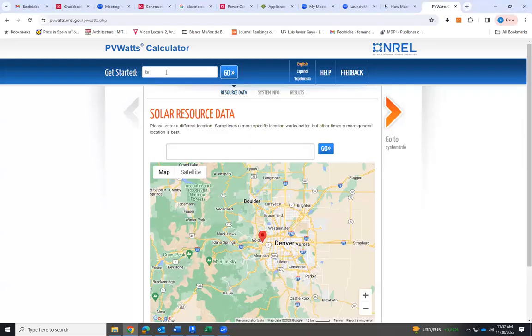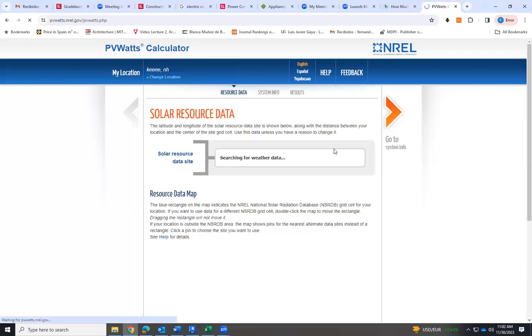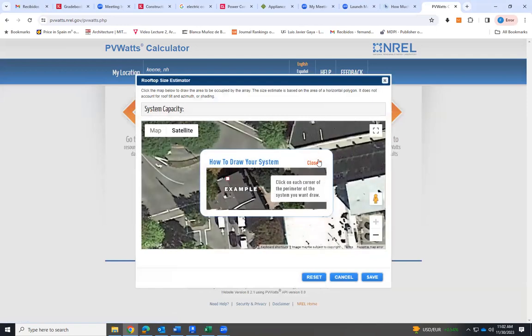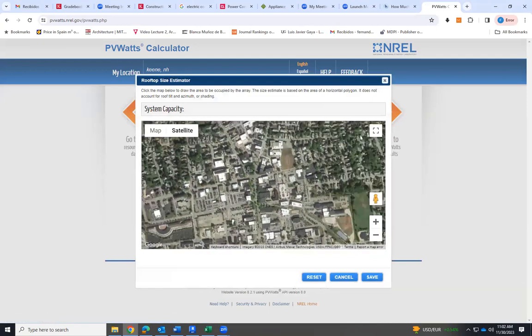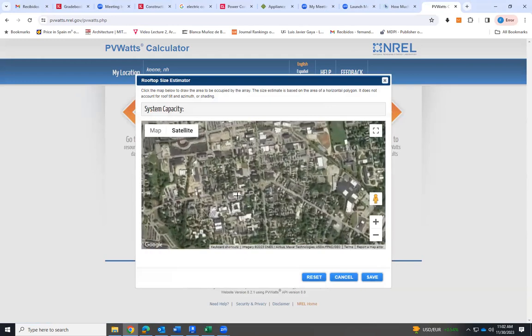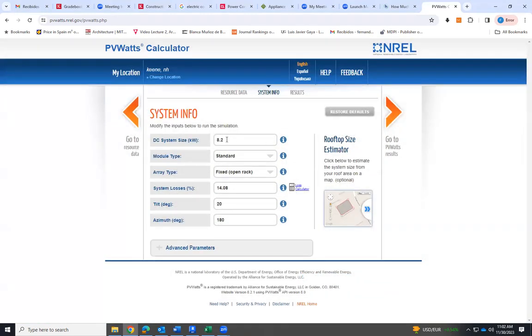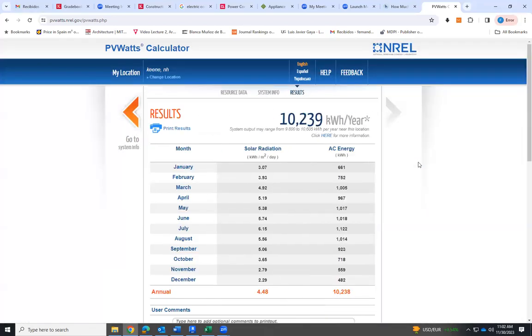In PVWatts, remember, if we are in New Hampshire, we go to the system, and here we can estimate the DC size of our PV array. Again, you have to select the location. In this location, you have to trace the size of the PV array. So the system size is 8.2. Here you have the tilt, and here you have the angle. So you work with this, and we get these results.